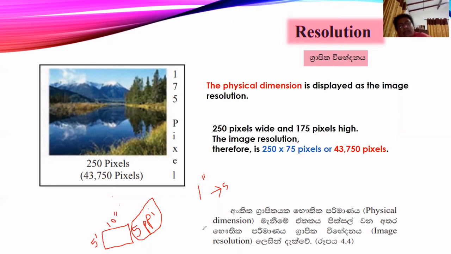Okay. Can you tell me the resolution of this image? Again, they have given you this value: 5 pixels per inch. And here they have given you the length, and here the breadth. So how can you find the resolution of this image? Right? This is not ICT, this is maths.